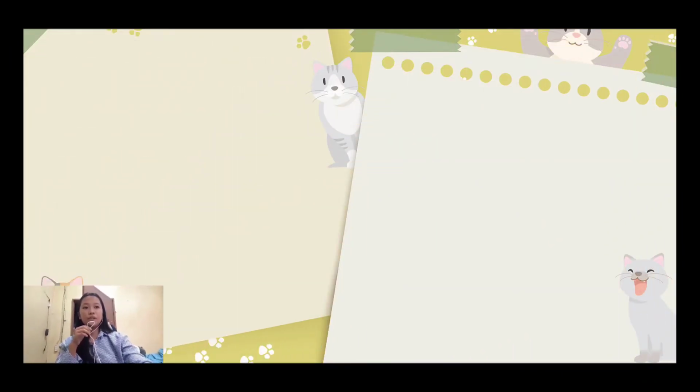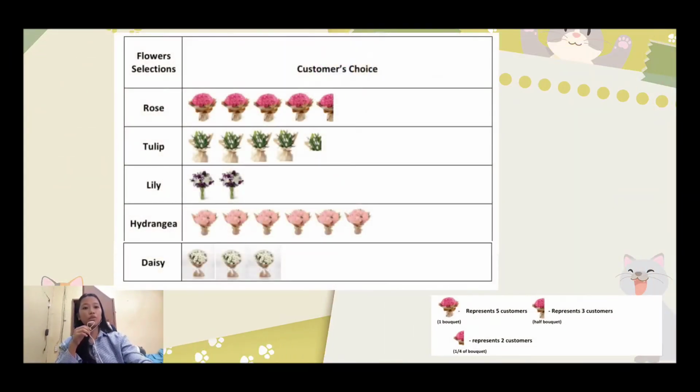In order to determine the results, we need to add up all the equivalent numbers represented by the pictures. As we can see, the pictograph shows the roses got a total of 23 customers' choices. Following the roses is the tulip that got 22 of the customers' choices.